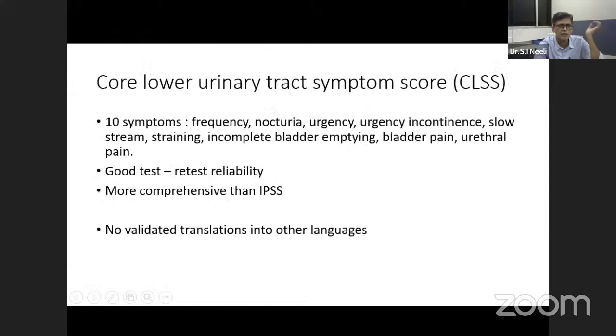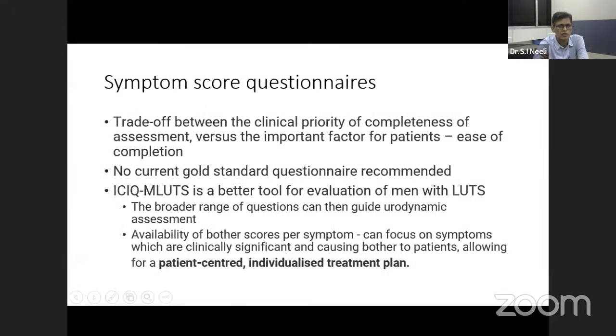The other score system which was proposed to improve upon the IPSS was the Core Lower Urinary Tract Symptom Score. It has most of the symptoms of the IPSS. In addition to that, bladder pain, urethral pain and also urgency incontinence have been added. It also has a very good retest reliability, but it has not been validated in other languages. In addition to that, we can use the overactive bladder symptom score in patients having overactive bladder secondary to BPH. So basically, the symptom score questionnaire is a trade-off between the clinical priority of completeness of assessment versus the important factor for patients, that is ease of completion.